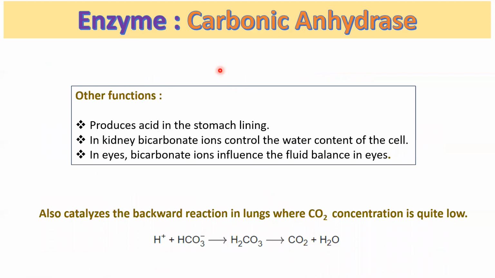There are some other functions also of the enzyme carbonic anhydrase. It produces acid in the stomach lining. In kidney, the bicarbonate ions control the water content of the cell, and in eyes also, bicarbonate ions influence the fluid balance. The same enzyme also catalyzes the backward reaction in the lungs, where CO2 concentration is quite low, and this is the corresponding equation here.